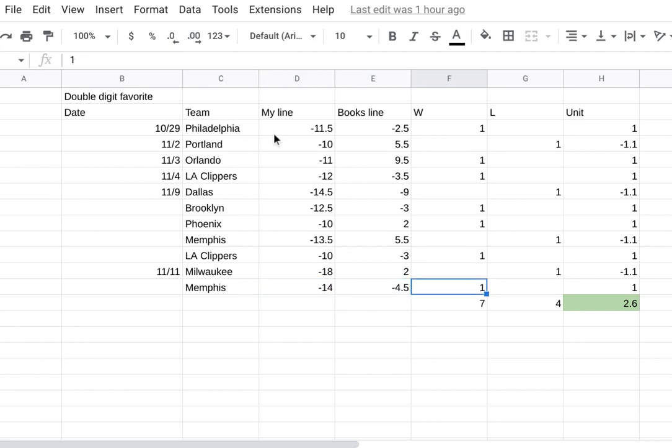So the model goes 7-4, and tracking that, using -110 for losses, up 2.6 units. And that would be, let's see, 7 divided by 11, 64%. If you tried to handicap those games situationally, you're not going to do better than 64%.